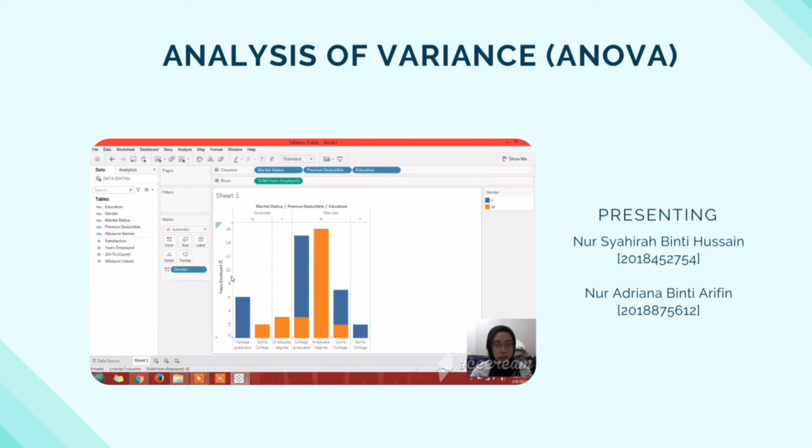this is the years employed with the status, premium education. So this is the table for divorced and married. Okay, so as we can see, for graduate degree, 60 is the highest. Okay, so for the lowest, it's 2 years employed. This is for some college. Okay, so that's all, and thank you.